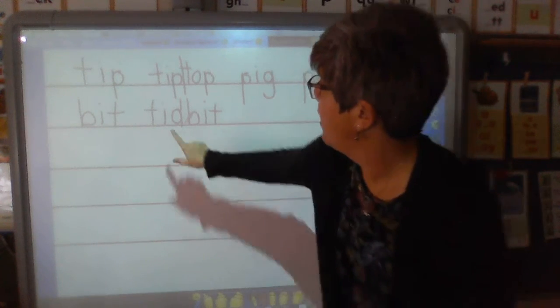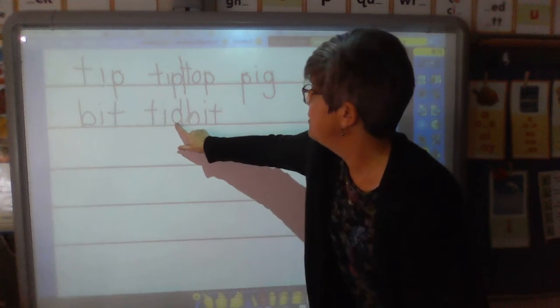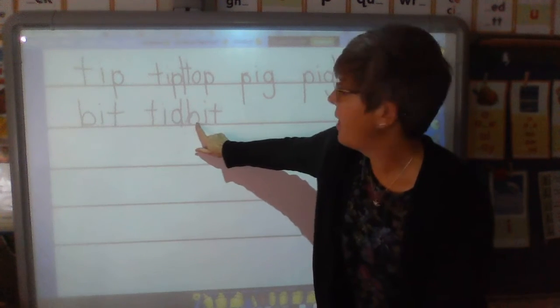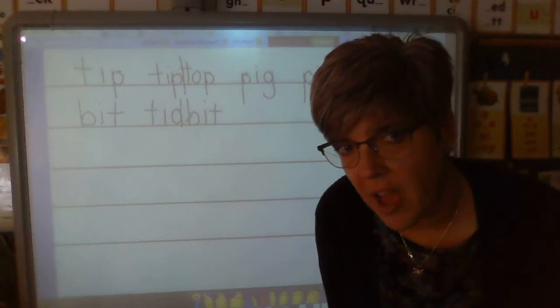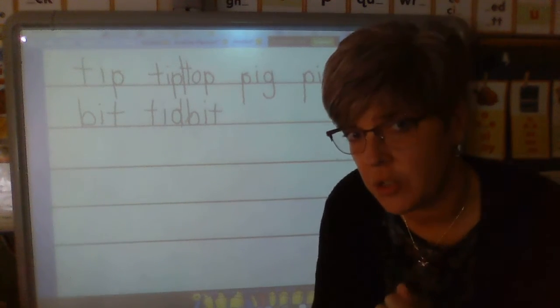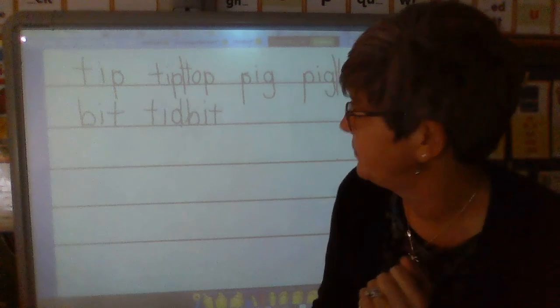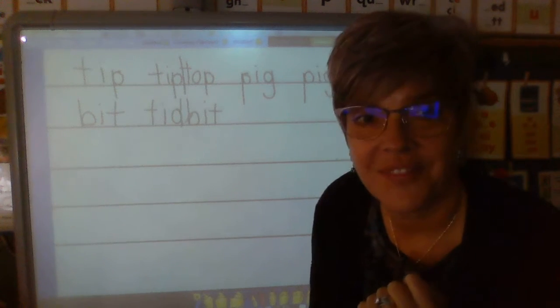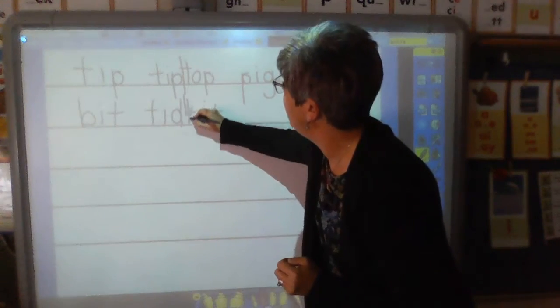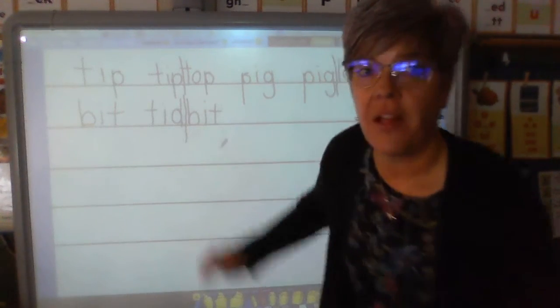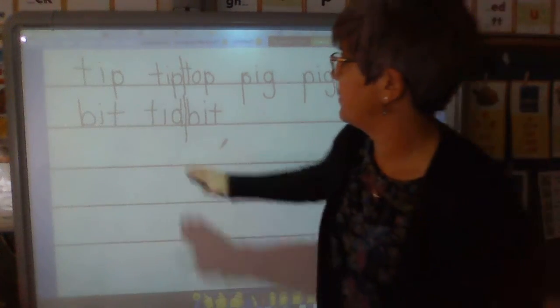I think we do. I is a vowel, D and B are consonants, and I is another vowel. So where would you draw the line to divide tidbit into two syllables, do you think? That's right. Good job. You're going to draw the line between the D and the B. Tidbit. It has two closed syllables.